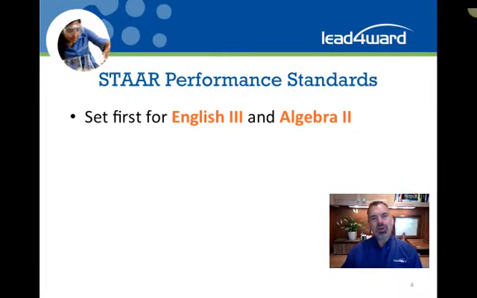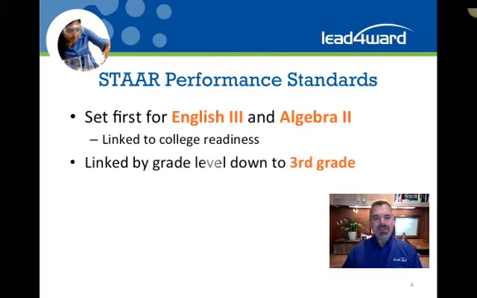As a reminder, the STAAR performance standards were first set for English 3 and Algebra 2 because those two tests are linked to career and college readiness. STAAR is an assessment of academic readiness, which means that the standards themselves are vertically aligned in what students learn and also how we evaluate the test. So because of that, each test is linked to English 3 and Algebra 2 all the way down to the third grade tests.